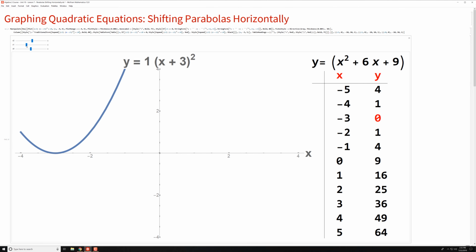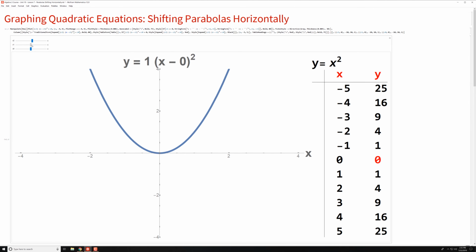The last thing I want to leave you with is also very important. This whole shifting business, for this equation, I have a 1 out here because, remember, the general form is ax squared.